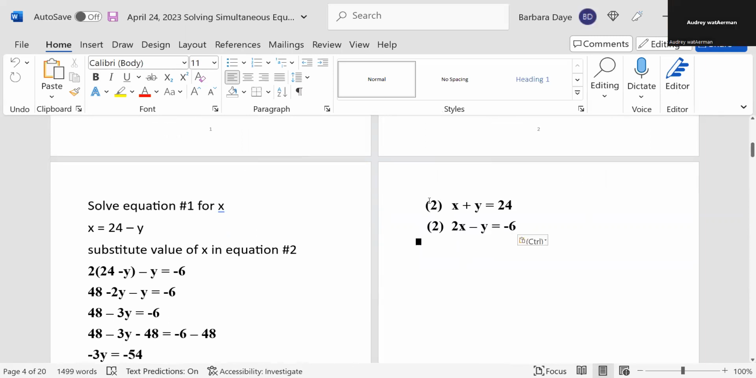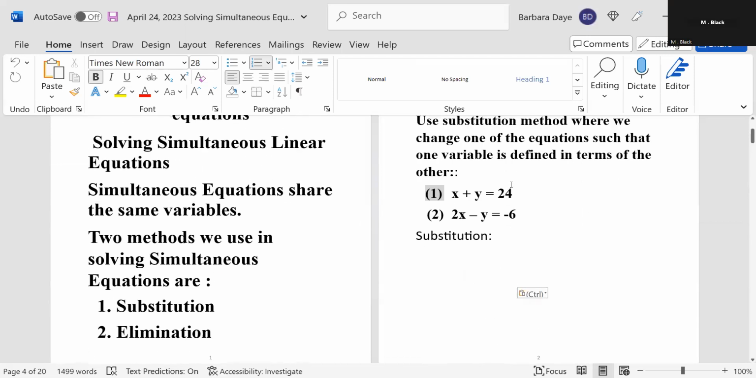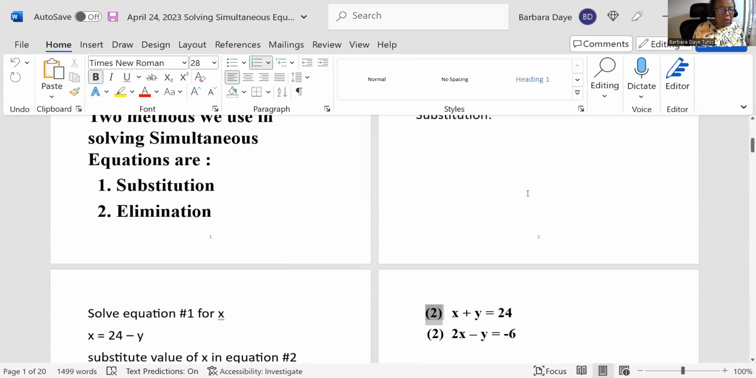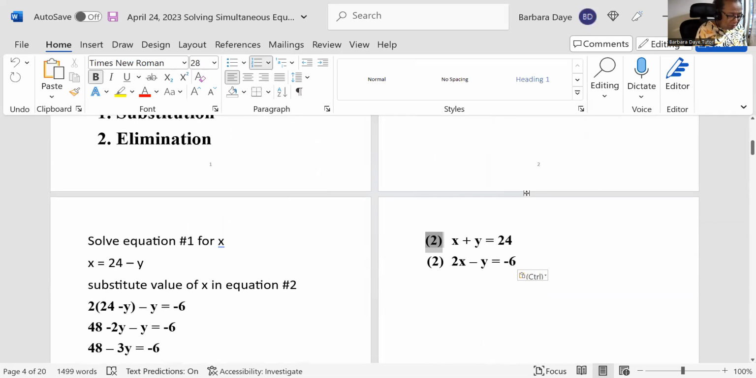Elimination is like a subtraction. It could be subtracting or it could be adding. In other words, you want to eliminate one of your variables. Okay, so we want to use elimination. See which one you think is better.